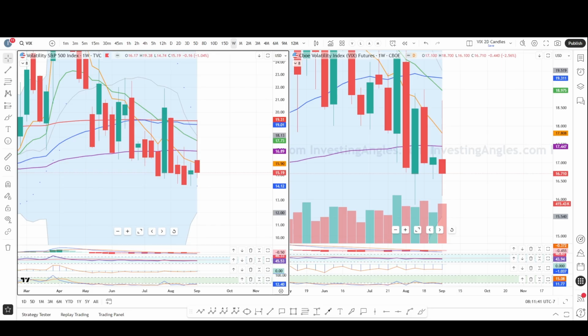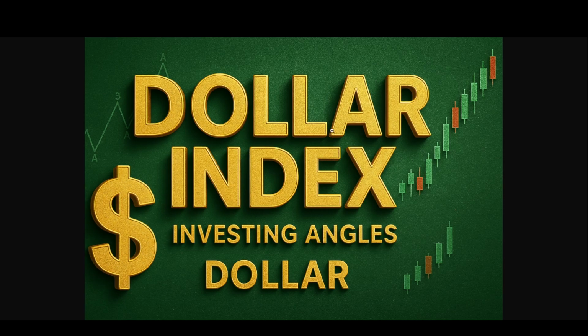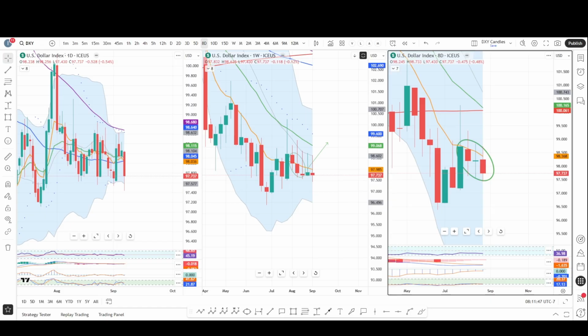Well, that's all for volatility. Now let's have a look at the dollar index. The dollar is technically on the daily frame bearish and it is showing a continued move lower.